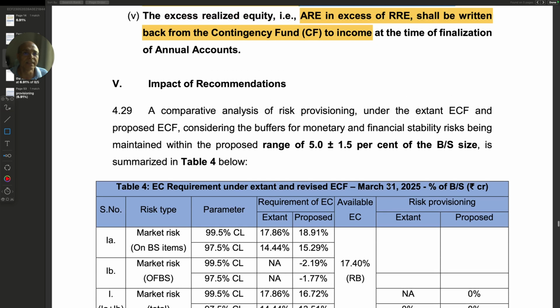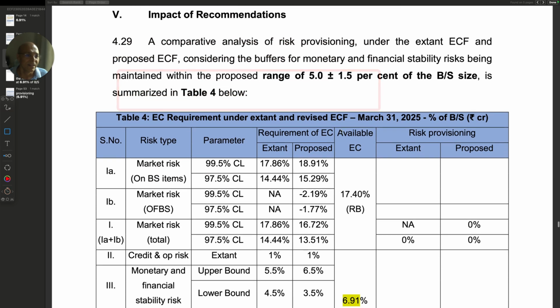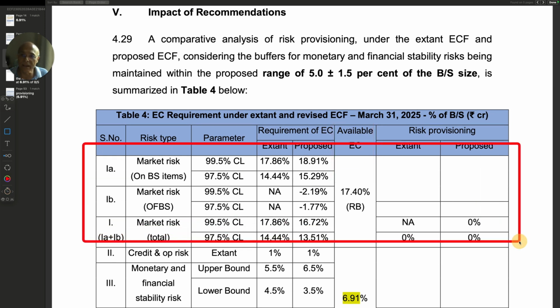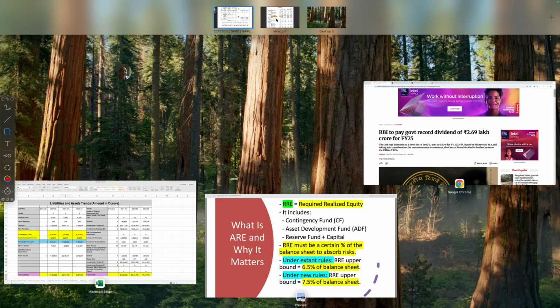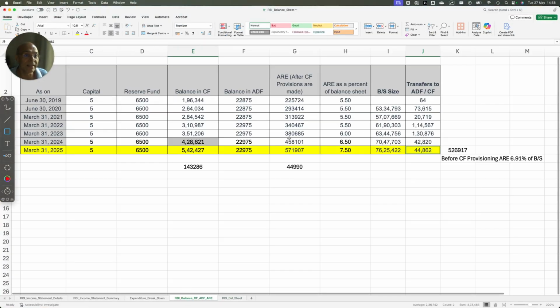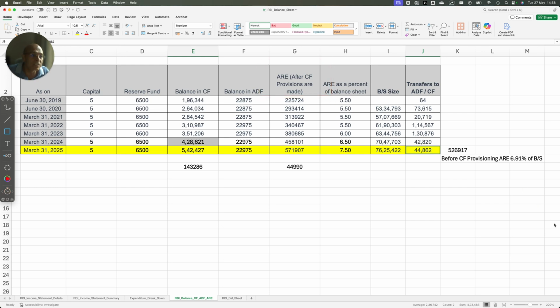You see here, this is the document, impact of the recommendation. It is already available. This is the revaluation account, and this is the non-valuation risk account, which is 6.9% already there. So since 6.9% is already there in the ARE, which I showed you here, you need to just provision that delta, which is 44.86. That is why this number does not match, because this number has changed now. The 4.28 lakh crores, as a percentage of balance sheet, has changed.